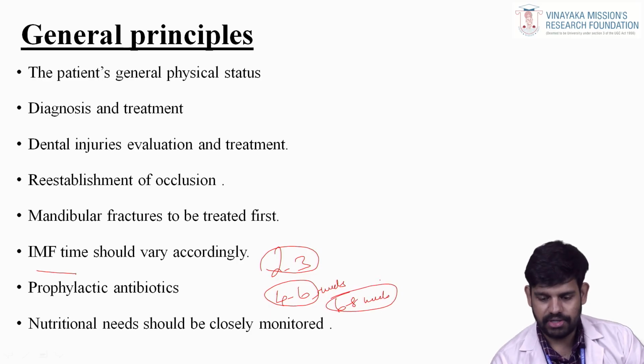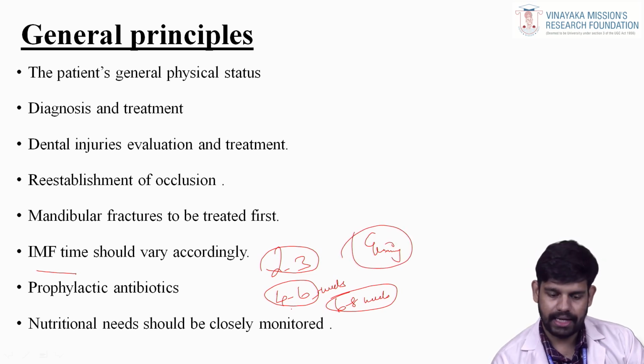In case of an edentulous patient, we will have a special appliance called a Gunning splint, but we will cover it in the later part. Then prophylactic antibiotics to prevent any infection, and nutritional needs. As the mandible is fractured, deglutition, mastication and chewing of the food is hampered like crazy. So for that patient, nutrition is the key to recover from the injury.